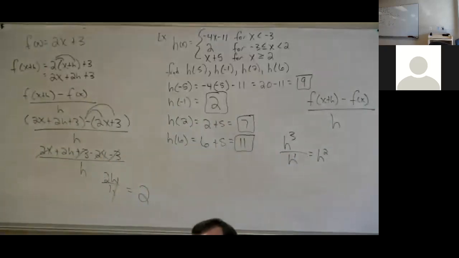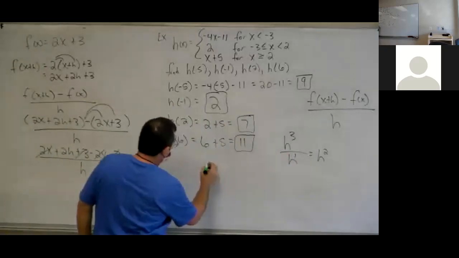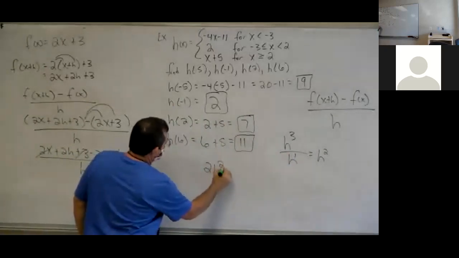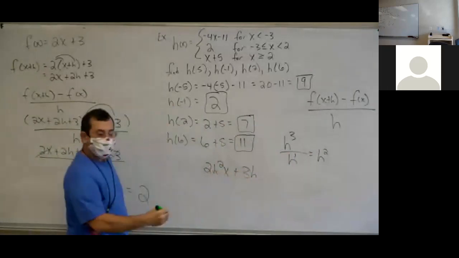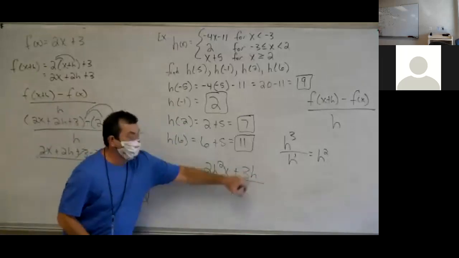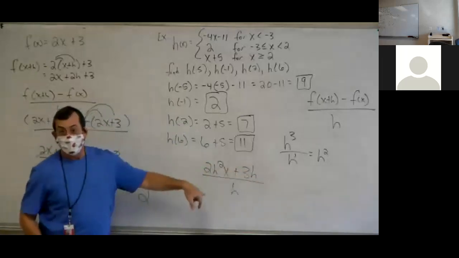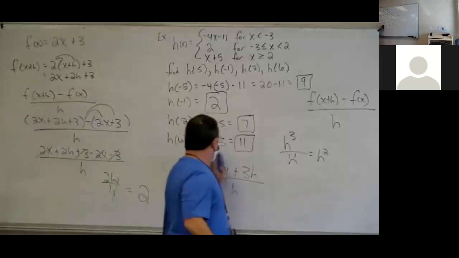Okay? Because you're going to have some crazy stuff on some of these going along that top. And they're going to be really long, but all of it's going to cancel out but the h's. Okay? So the worst thing you might have is something like 2h squared x plus 3h, something like that, all over the h. You got to go through and cancel one of these h's out of everybody. So don't stress on those yet.